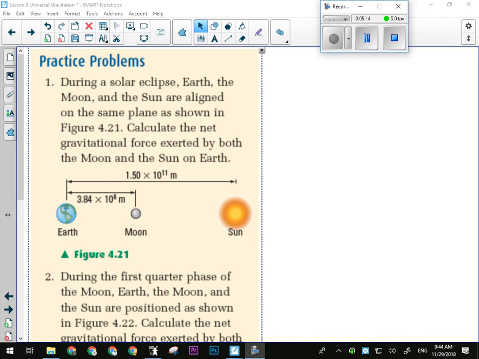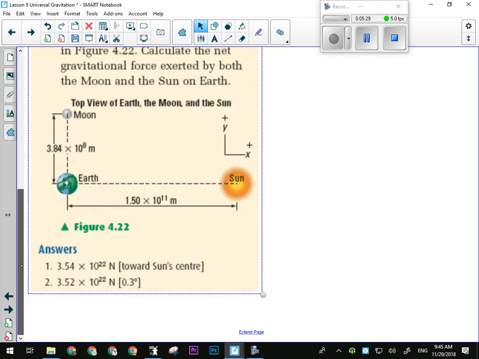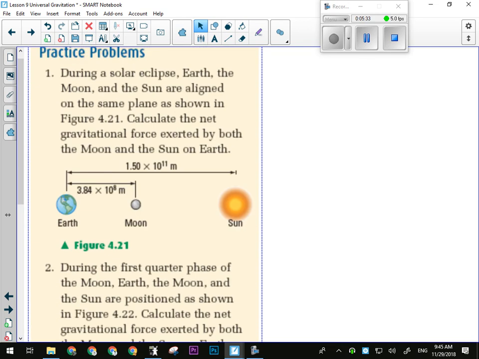So what do we do different for question number 1? We add them instead of subtracting them. They're both pulling the Earth towards the sun now. So we use exactly the same numbers we used in the last question. We just add them together. So we get 3.52 or 3.53. Sorry, they have 3.54. 3.54 times 10 to the 22 newtons towards the sun.